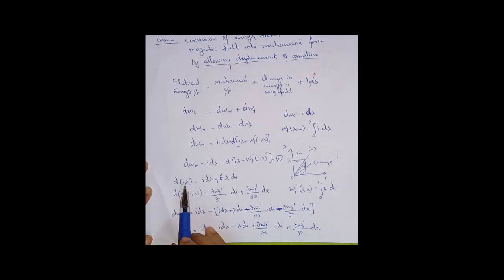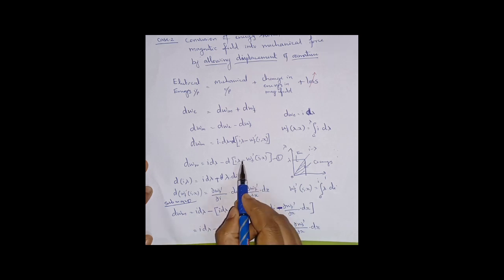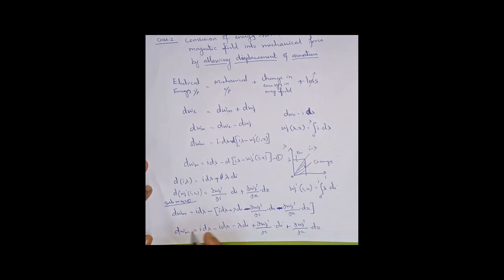Okay, substituting the differentiation of i lambda and the differentiation of this Wf dash in this equation 1. Correct? So you'll get this one, because this is minus, these two components will get minus here. When you multiply this you'll get plus. Minus i d lambda, see here, minus i d lambda minus lambda di. These two components are negative, hence we'll get positive. This is your dWm.